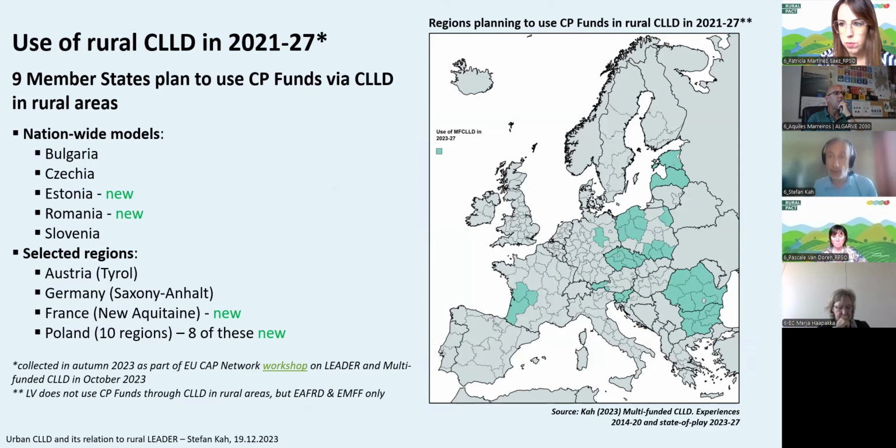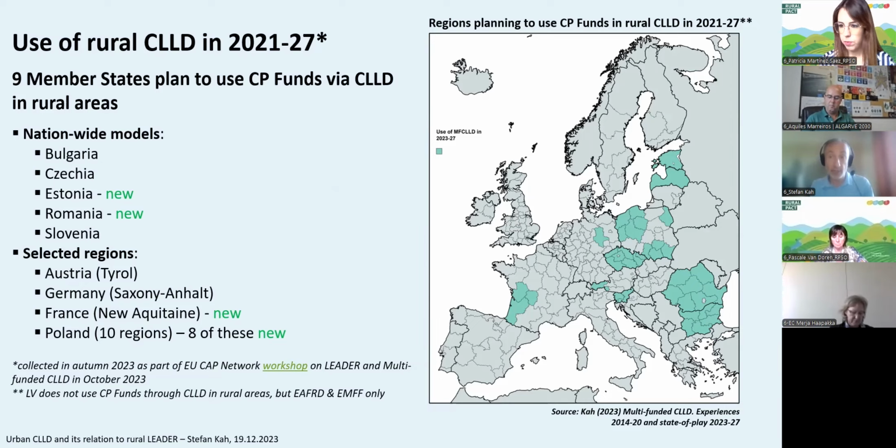This is now the picture for looking ahead, or well, not so much ahead, looking at now, at 21-27, what things are expected to look like in terms of the use of CLLD. This is based on a survey and information from documents from the end of last year. So this is just showing, let's say, the plans of member states. So this will likely change. There might be more, there might be less. You can see that instead of 11 member states, we now have only likely 9 member states.